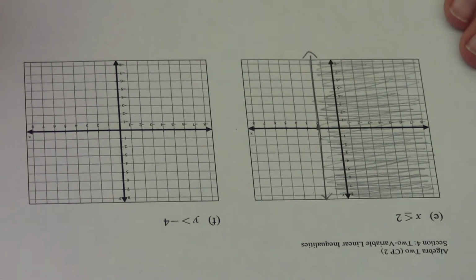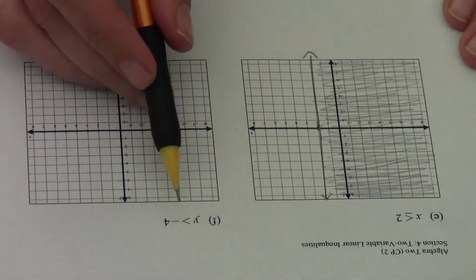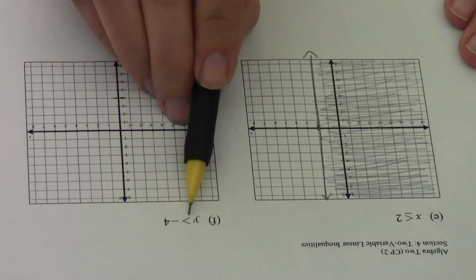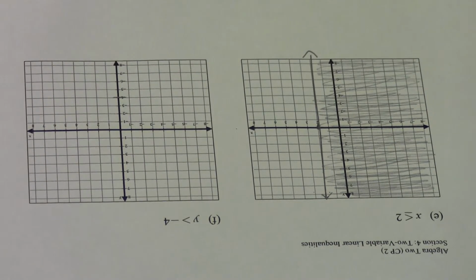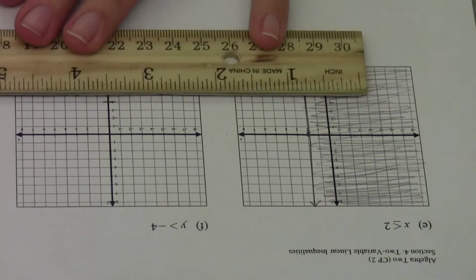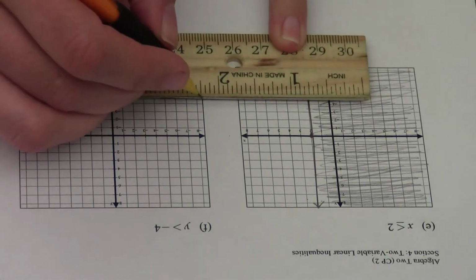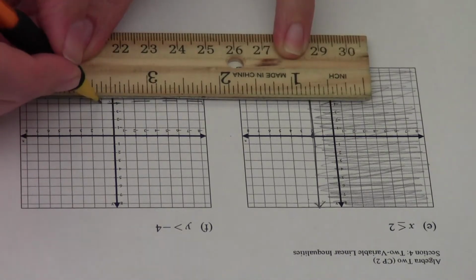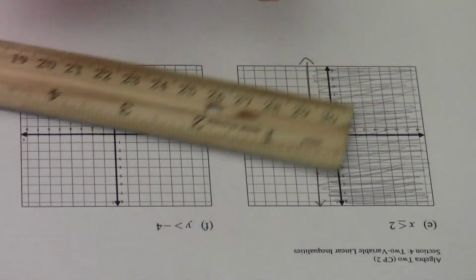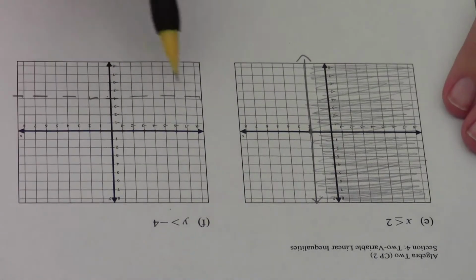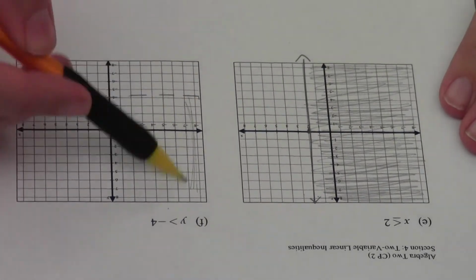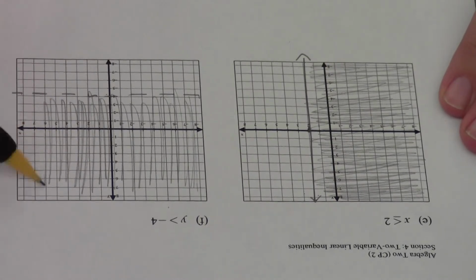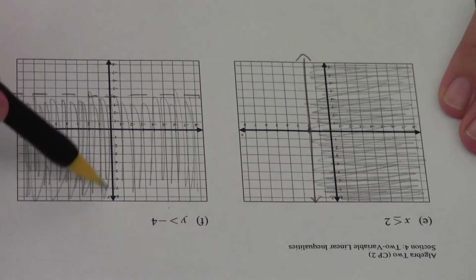And finally, y is greater than negative 4. So I can recognize this is going to be a horizontal line through my y of negative 4. There's no bar underneath it, so it's going to be a dashed line. And I want to shade above that line, should be very obvious, all those points above it. And if you're not sure, just check where are all the numbers greater than negative 4, above it.